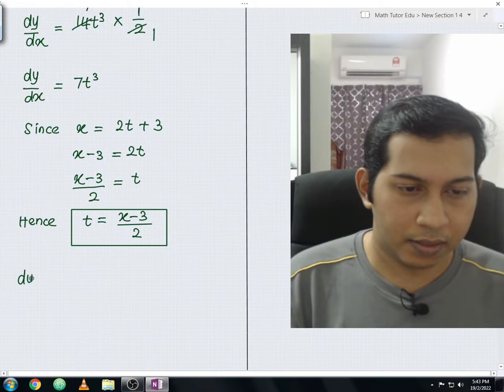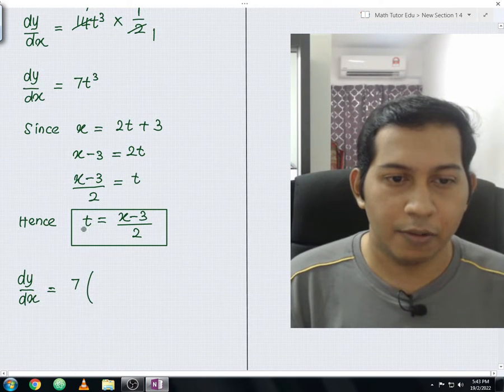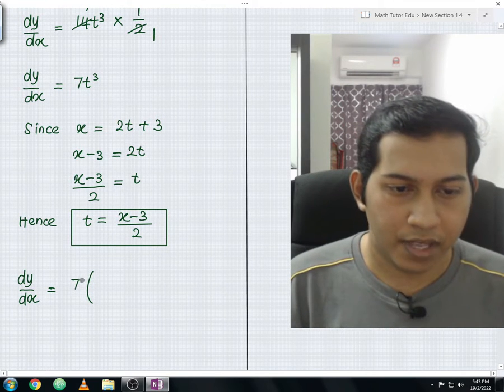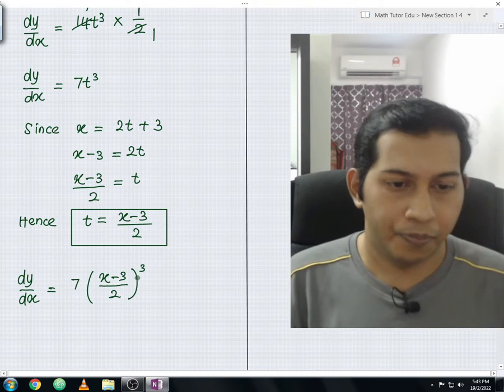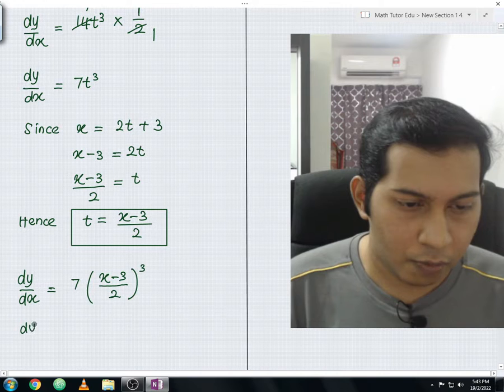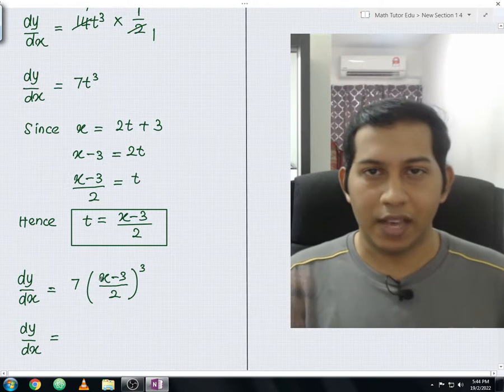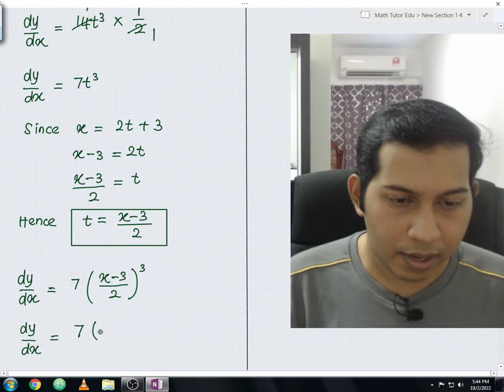So your dy dx is equal to 7 times x minus 3 over 2. Since your t is now equal to x minus 3 over 2, you substitute this value into this equation. So 7 in a bracket, x minus 3 over 2, to the power of 3, or cube. Okay, so from here dy over dx will be equal to, technically you expand this cube into the bracket, so you'll be getting 7 in a bracket x minus 3 cube.